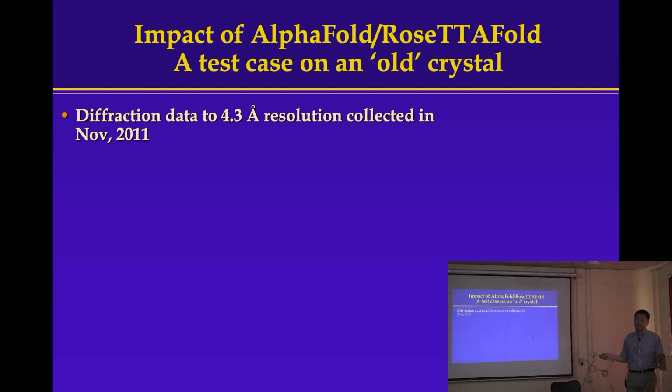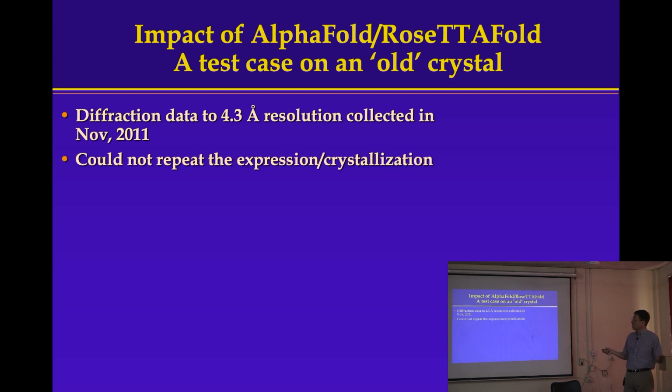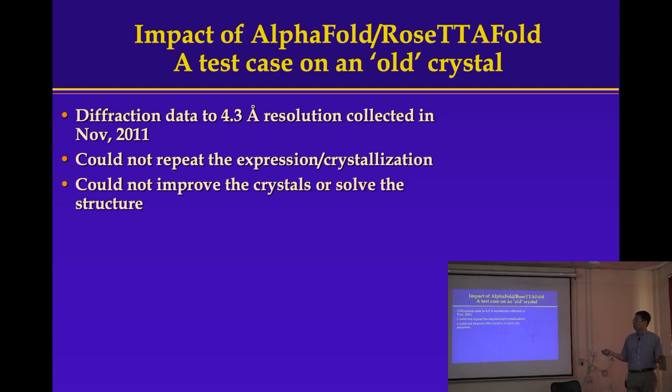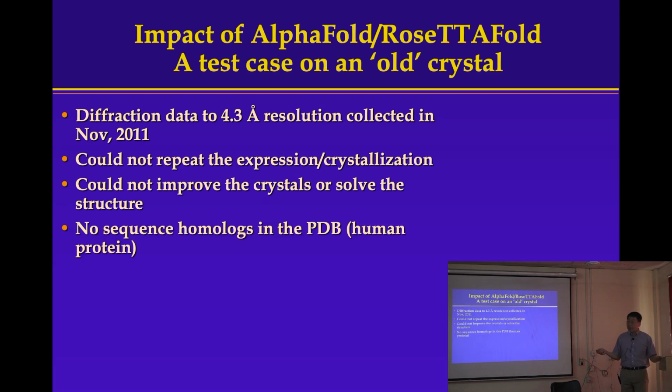We took quite a few. We tried all of them. The best we get is 4.3 angstroms. So we need to solve the structure. It's a human protein, very important protein. We'd like to get the structure of this. However, somehow, we could not repeat the expression. We cannot make the protein. It's expressed in E. coli. Somehow, we cannot reproduce that expression. And of course, without that, we cannot grow the crystal again. And then, without that, we cannot improve the crystal or solve the structure. And we cannot make selenomet because we cannot make the protein.